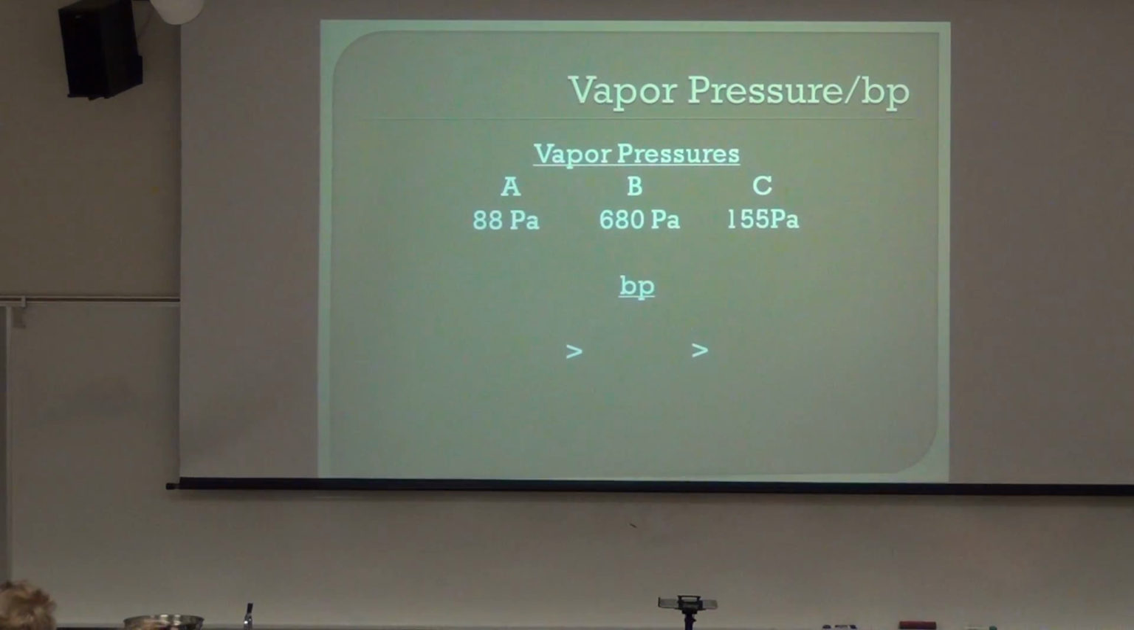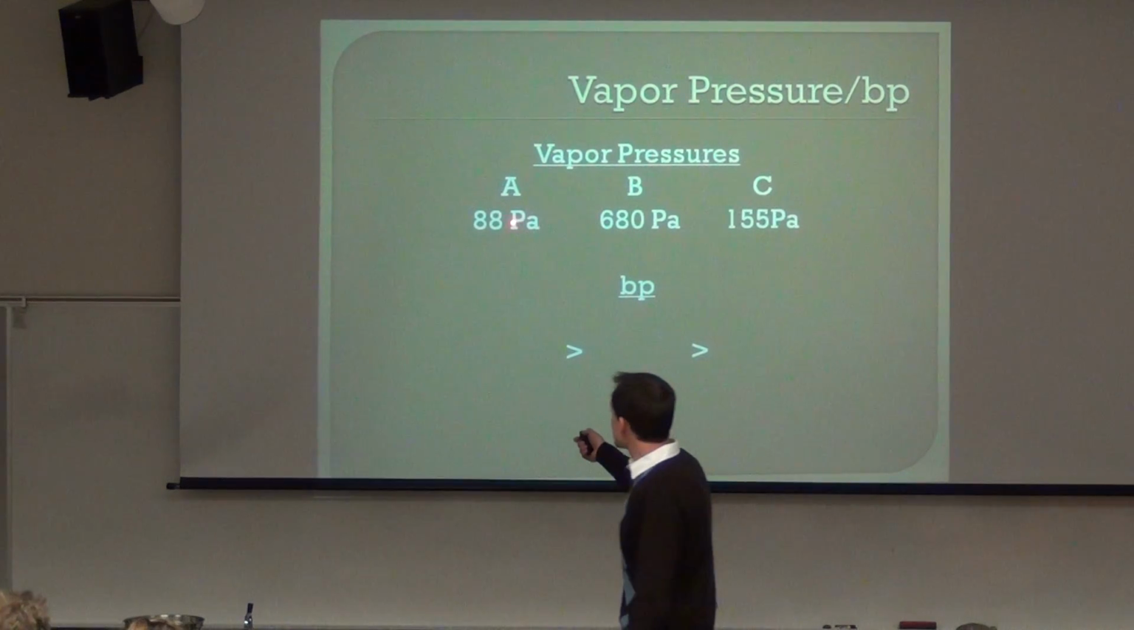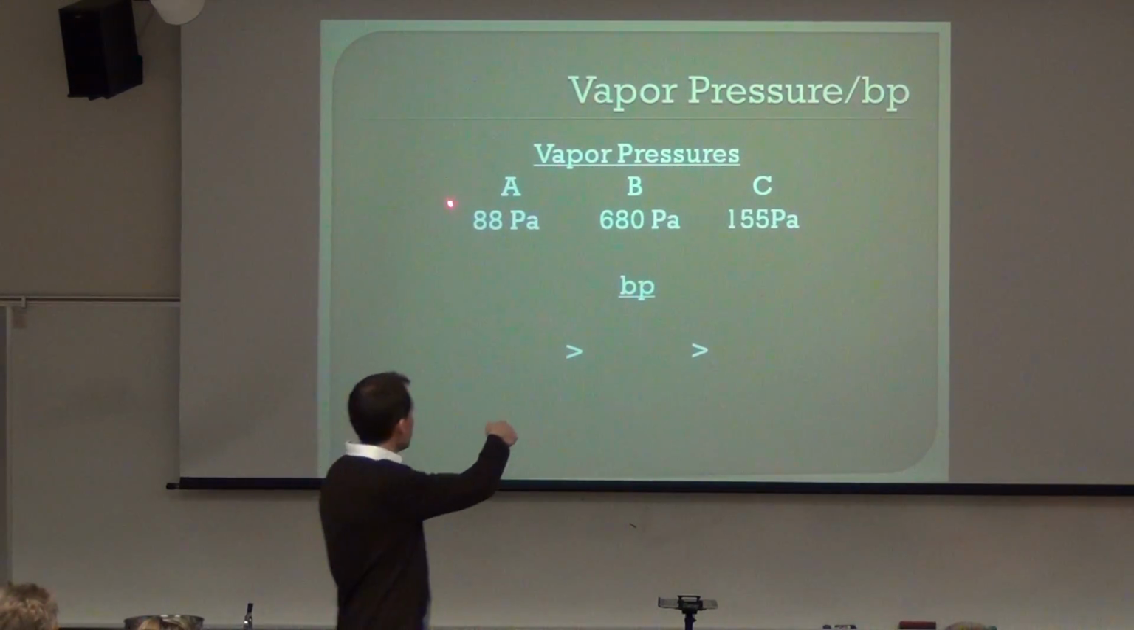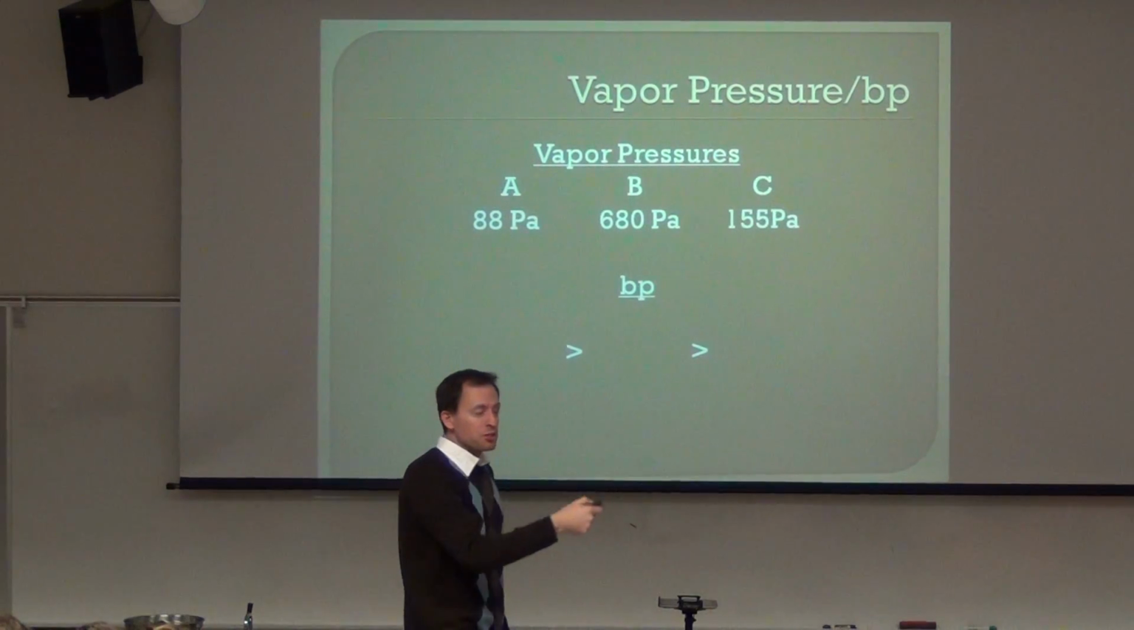All right, which one has the strongest IMF, A, B, or C? A, because it has the lowest vapor pressure. If you didn't write this down, just put an up or down arrow. That is the strongest IMF. So then, which one is the weakest? B is the weakest?